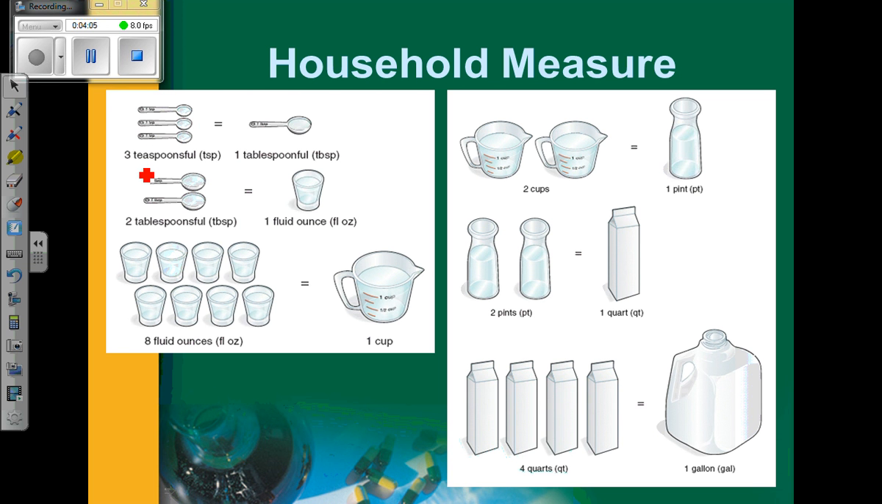And this just gives you a visual of the equivalence of 3 teaspoons. So you can see the 3 small teaspoons equals 1 tablespoon, and the 2 tablespoons equals 1 fluid ounce. 8 one-ounce cups is equal to 1 cup. 2 cups equals 1 pint. 2 pints equals 1 quart, and 4 quarts equals 1 gallon. So it is helpful sometimes to give people that visual when working with the household measures.